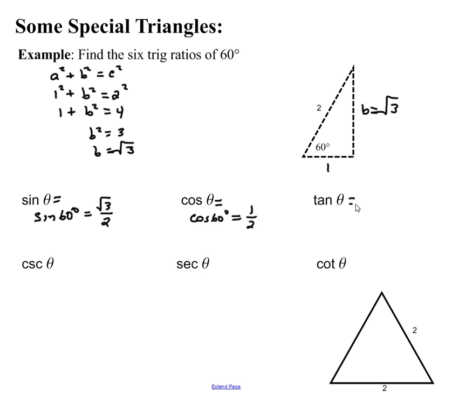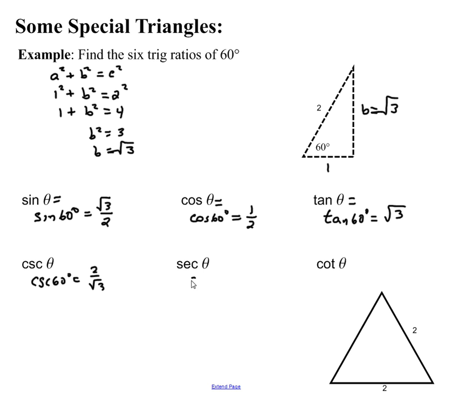The tangent of the angle theta, in this case 60 degrees, is equal to the ratio of the opposite side to the adjacent side, which in this case is square root of 3 over 1, or simply square root of 3. Our cosecant of 60 degrees is going to be the ratio of the hypotenuse to the opposite side, so we write 2 over the square root of 3 for that here.